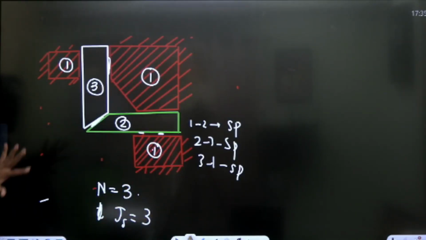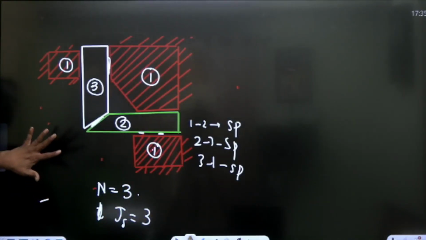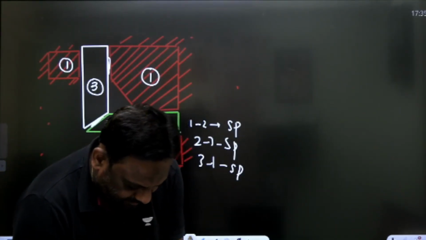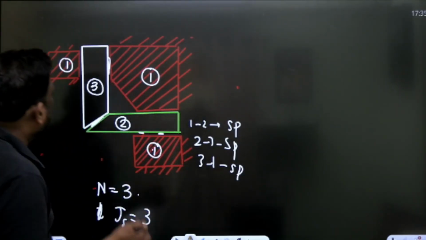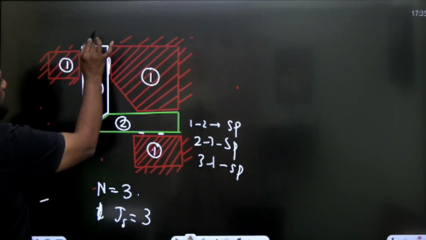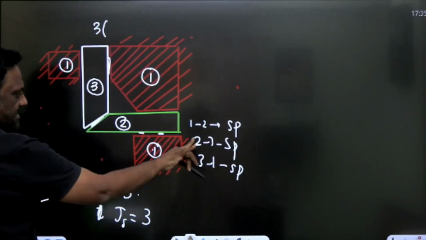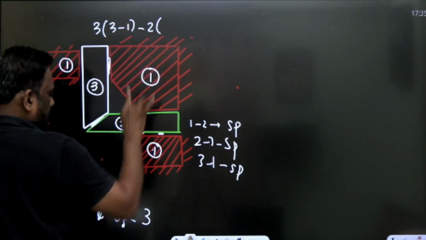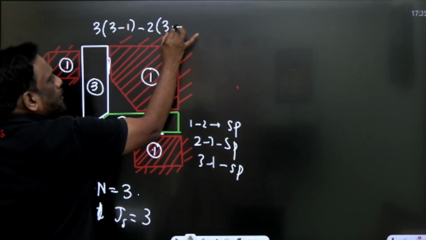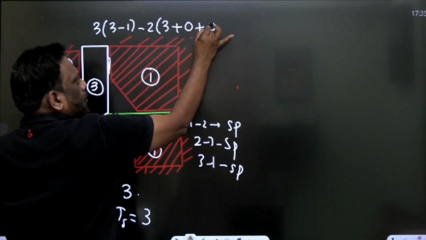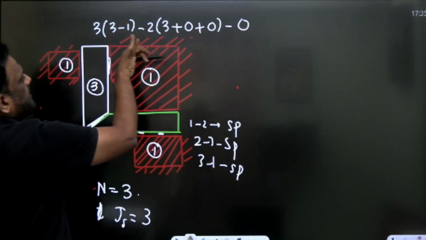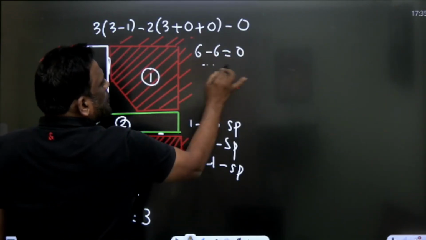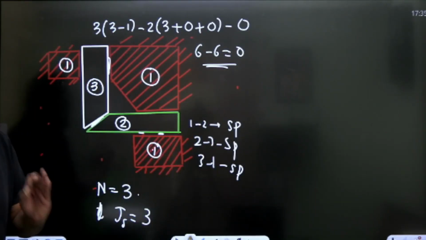Now there are no higher pairs, so there are no pairs with pure rolling. Therefore my equation becomes, my dear students, now apply. The degree of freedom is given by 3 into number of links, which is 3, n minus 1, minus 2 times sliding pairs, which is 3, no turning pairs, no pure rolling, no higher pairs. So 3 minus 1 is 2, 6 minus 6 is 0. This equation will give me a degree of freedom of 0.